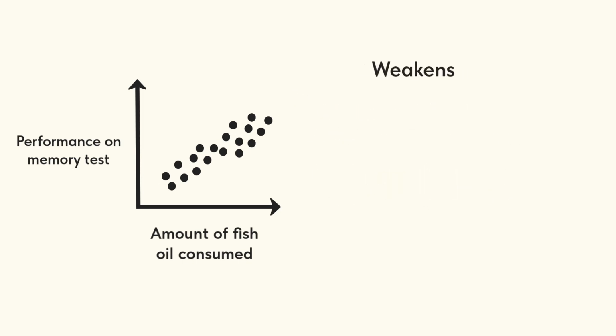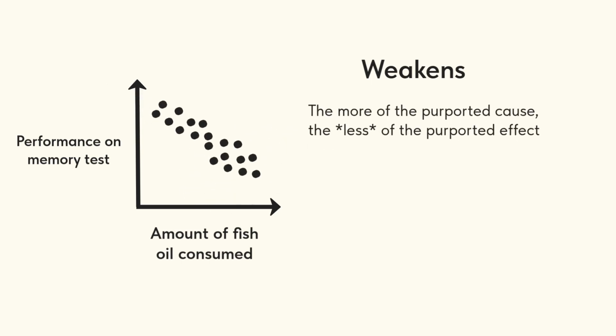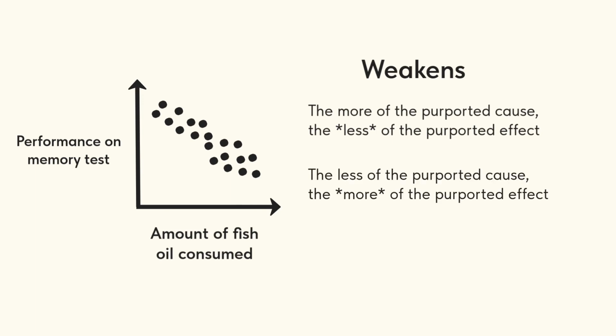And on the flip side, if you want to weaken the argument, you can do so with answers that show that the more of the purported cause, the less of the purported effect, or that the less of the purported cause, the greater the effect. These answers are inconsistent with a strong correlation. They show that the correlation is weaker than you might initially think, or that you actually start to have a negative correlation in some cases.